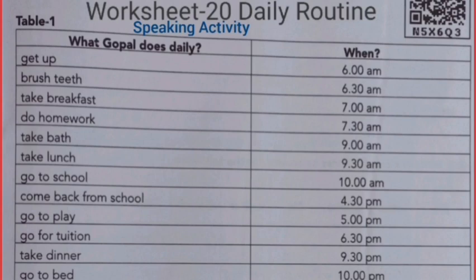Similarly, when does he go for tuition? At 6:30 p.m. When does he take dinner? At 9:30 p.m. When does he go to bed? At 10 p.m. Sorry, take dinner at 9:30 p.m. Here, when is used as the WH word to give the information of time: 6 a.m. or 6:30 a.m. or 7 a.m. It gives the information of time. Similarly, you can write the daily life of Gopal.